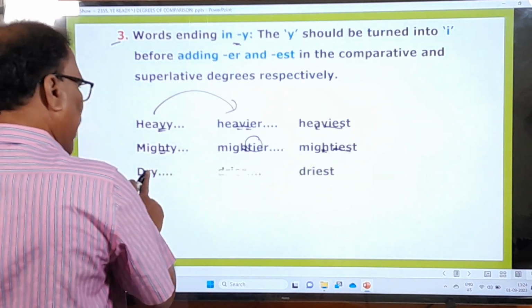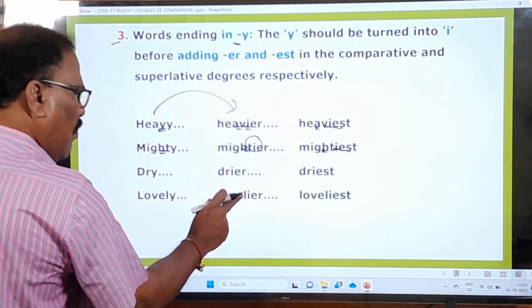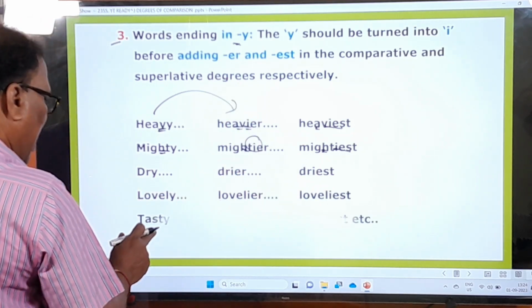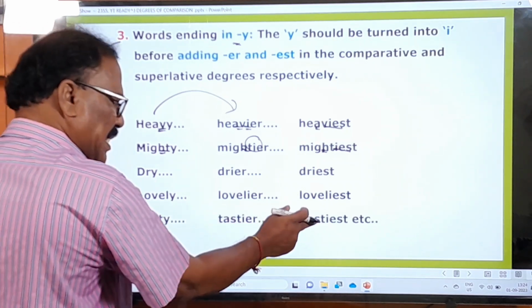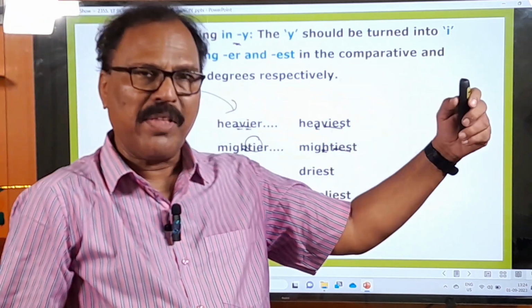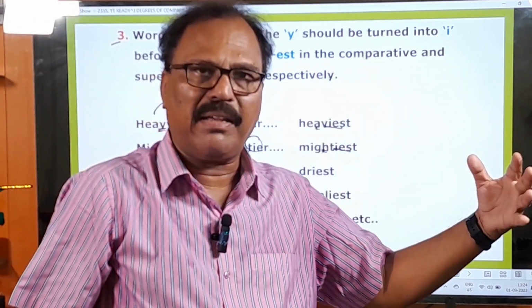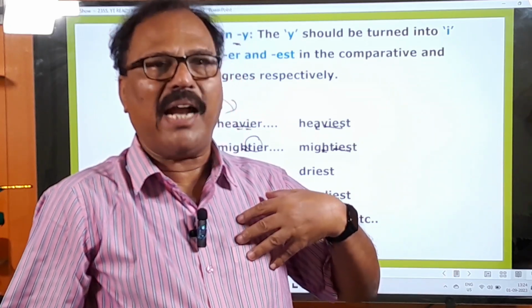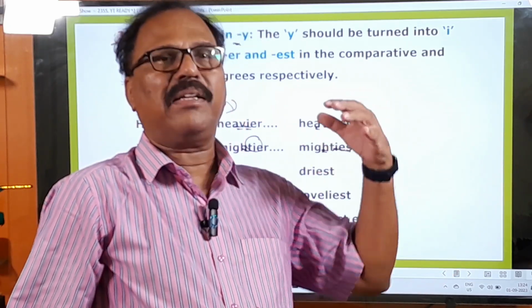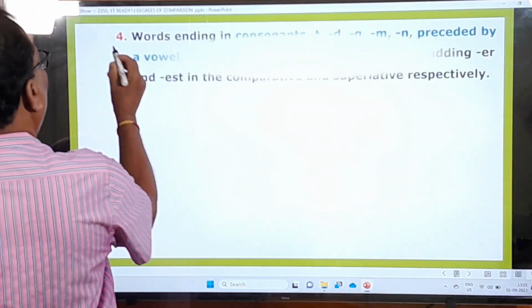And here is dry, drier, driest. All other things are like that. Lovely, lovelier, loveliest. Then tasty, tastier, tastiest. In this way, these are all words ending in y, and when you change them into comparative and superlative, change y into i, then add er to make it comparative and est to make it superlative degree.